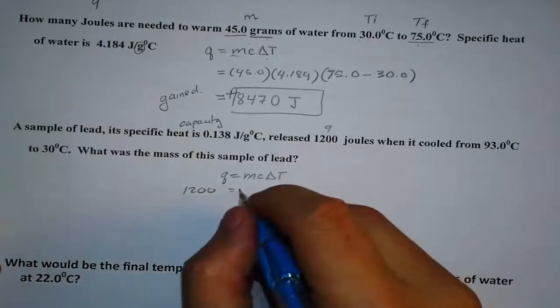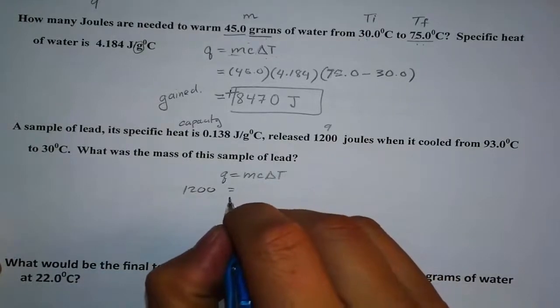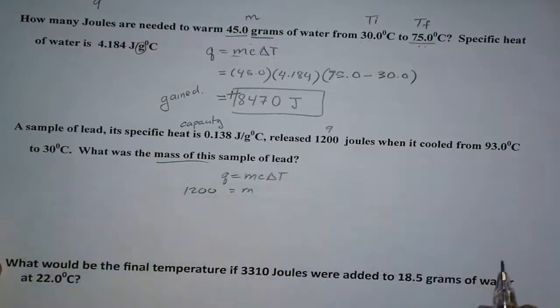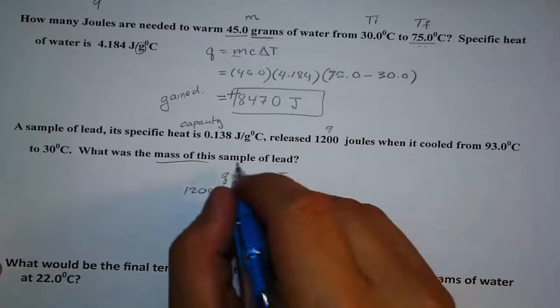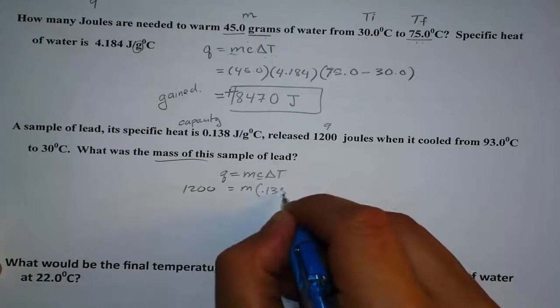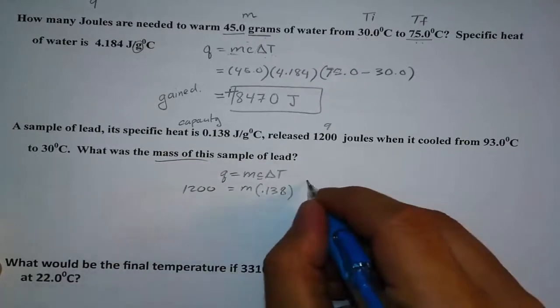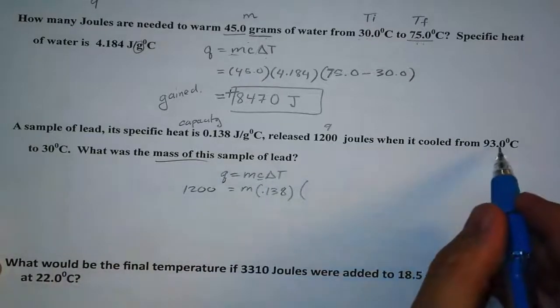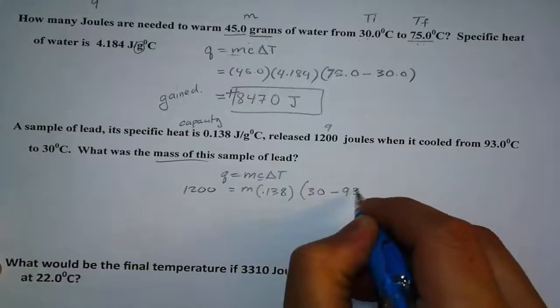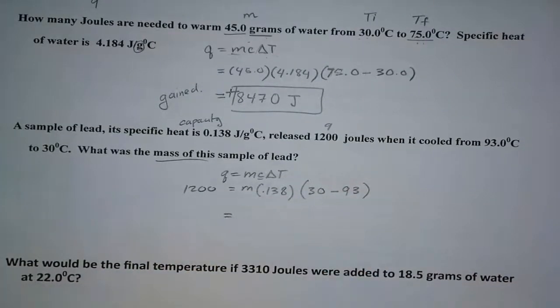And we know Q in this case is down right there, which is 1200. Then do we know our m? Our m in this case is what? We don't know. We are looking for the mass, so m right there. And we know the specific heat is right there, which is 0.138. And do we know our delta T? Of course, from final minus initial. In this case, the final is 30 and the initial is 93. Okay? Isn't that easy?